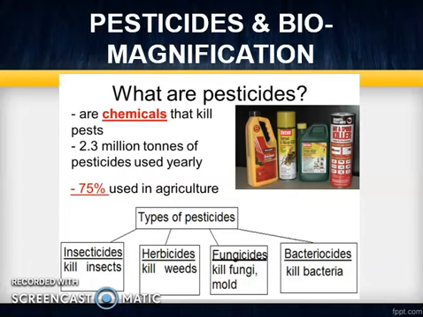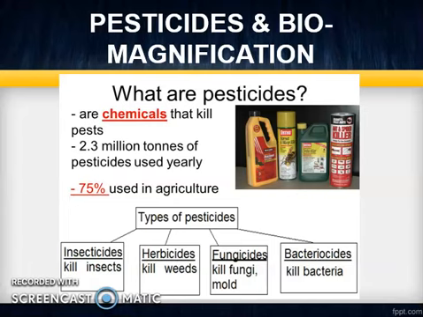Besides that, there are four types of pesticide that have already been developed in this world. The first is insecticide, to kill insects, followed by the second, herbicide, to kill weeds. Third, fungicides, to kill fungi and mold, and lastly, bactericide, to kill bacteria.